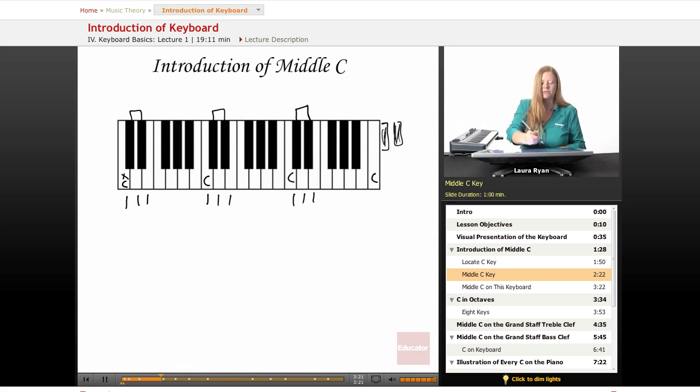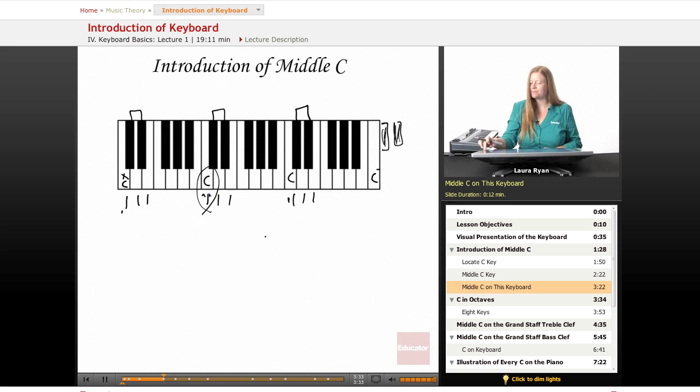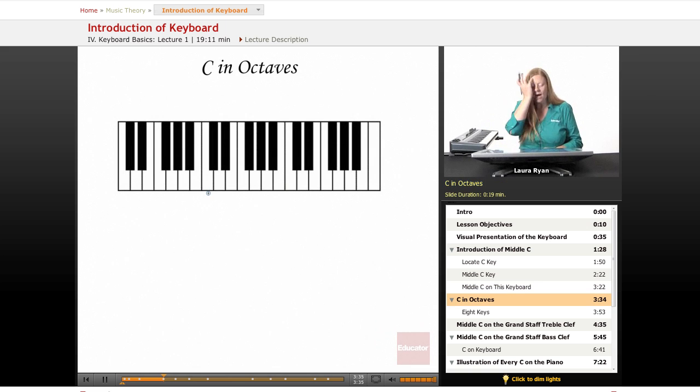If we were going to find middle C on this keyboard, the middle C would be this one, because this one's a little bit high, this one's a little bit low, this one is really high, so this would be our middle C. So I pointed out all the other Cs on the first keyboard. Let's find them again. C in octaves.